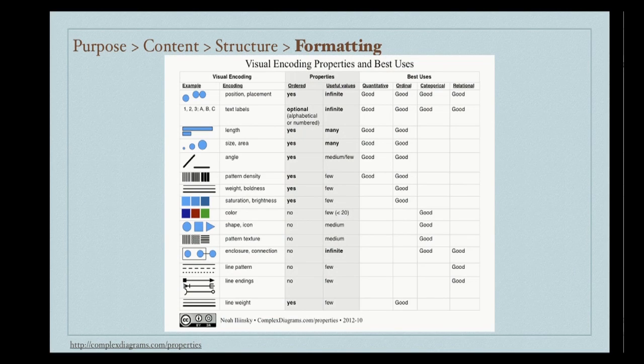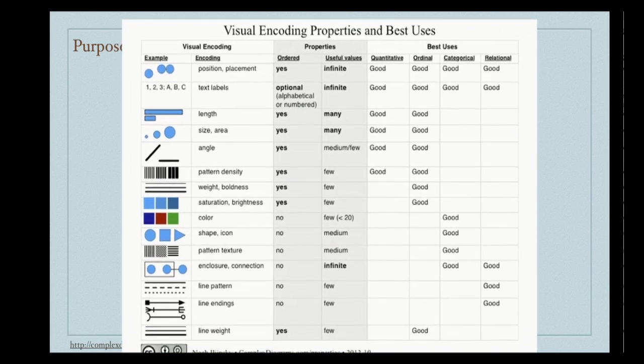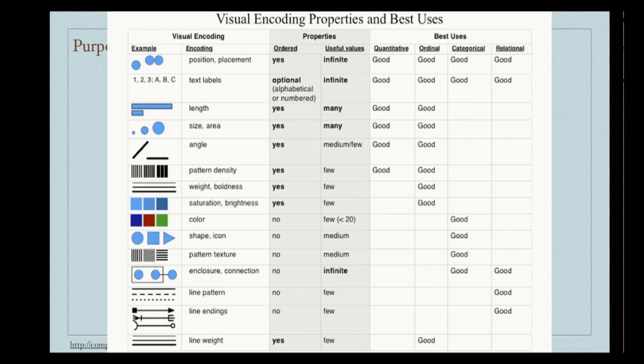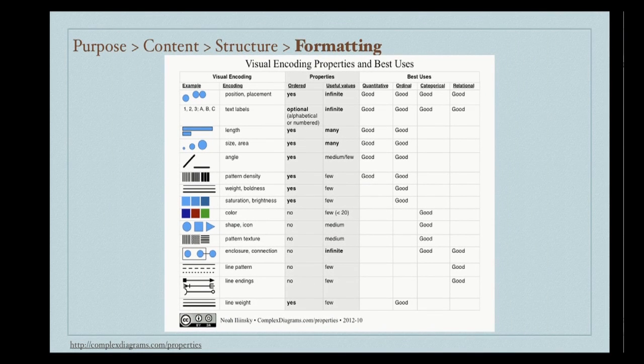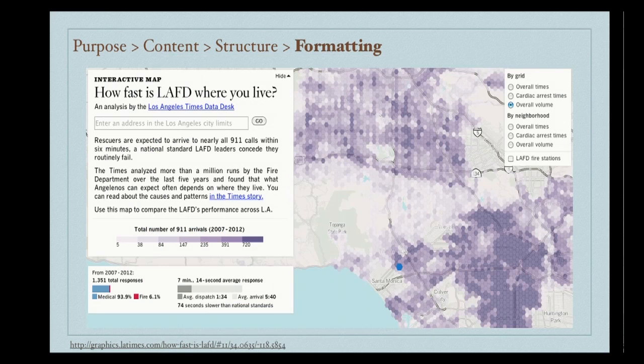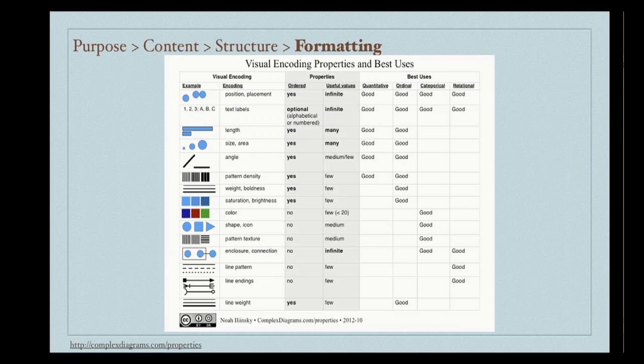Okay, we're going to be on this slide for a few minutes. This is a table. I'm not the first person to create a table like this, but there's many versions of it. This one's mine. I'm going to blow it up to see it. This is a table that helps you understand which visual property to use to encode which type of data. You can download this, by the way, on my blog, complexdiagrams.com, the URL at the bottom, /properties, and you can get a PDF of this. There's the zoom. Okay.